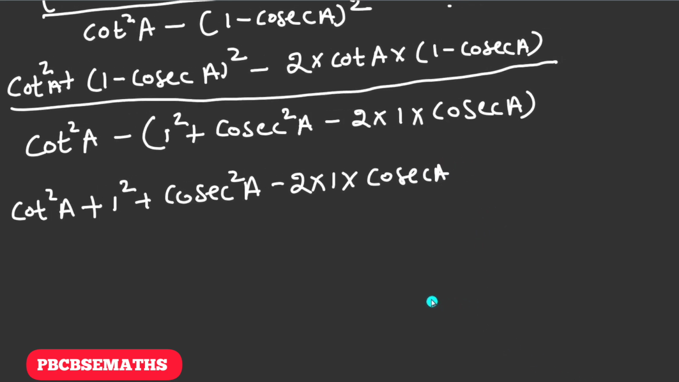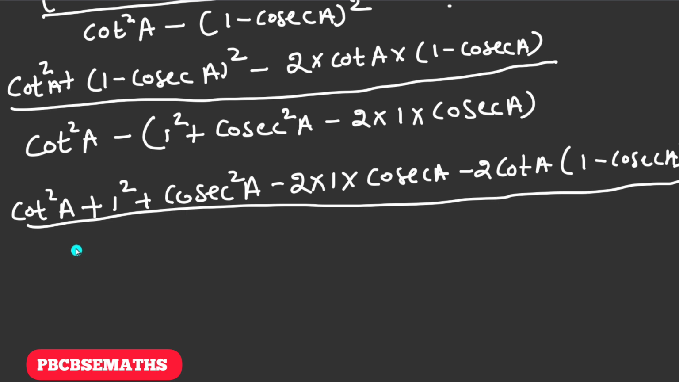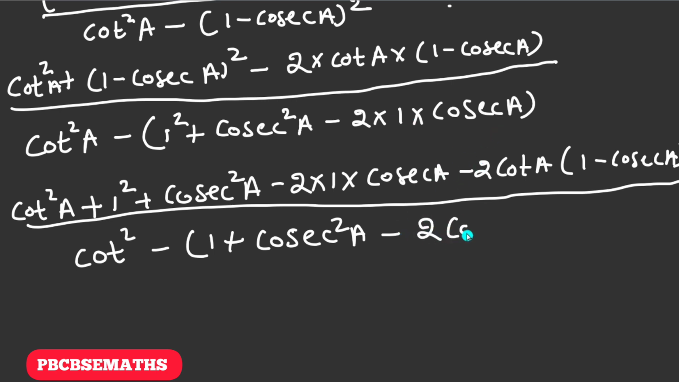Then this term, that is minus into plus, gives us minus 2 cot a into bracket 1 minus cosec a, whole divided by, keep this cot square a as it is, minus in bracket the value of 1 square is 1 plus cosec square A minus 2 into 1 gives us 2. 2 into cosec A gives us 2 times cosec A.